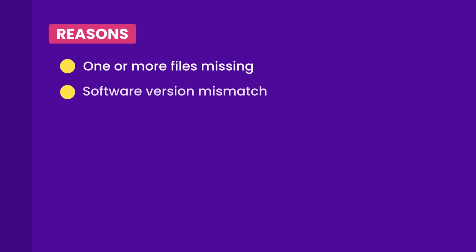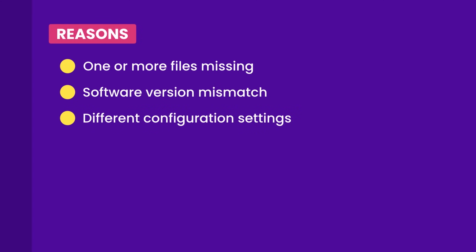Well, this can happen if one or more files are not included as part of your deployment. So your application is not completely deployed. It's missing something. This can also happen if the target machine is running a different version of some software that your application needs. Let's say your application needs Node version 14, but the target machine is running Node version 9. This can also happen if the configuration settings like environment variables are different across these machines.